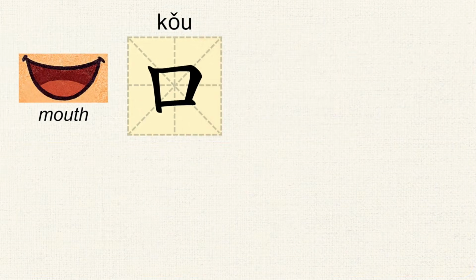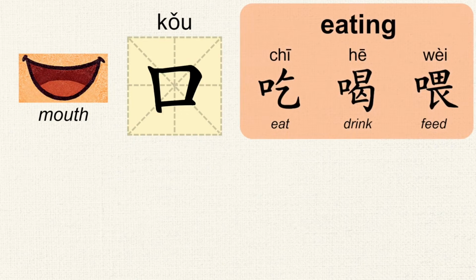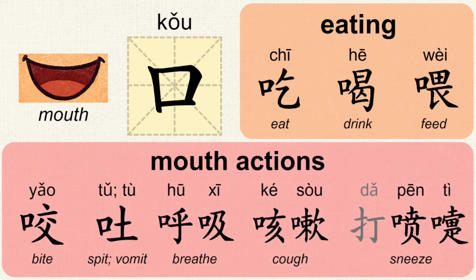Of course, there are also other things that we do with our mouths, like consuming food. Chi means eat, he means drink, and wei means to feed someone. Furthermore, we use our mouths to yao, to bite, tu, to spit, or when pronounced with the fourth tone, tu, it means to vomit. Huxi means to breathe. This term is pretty neat because hu alone means to breathe out, and xi alone means to breathe in. There's also kesou, which means to cough, and dapenti, which means to sneeze.